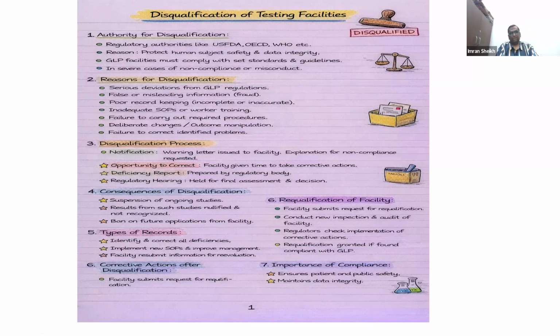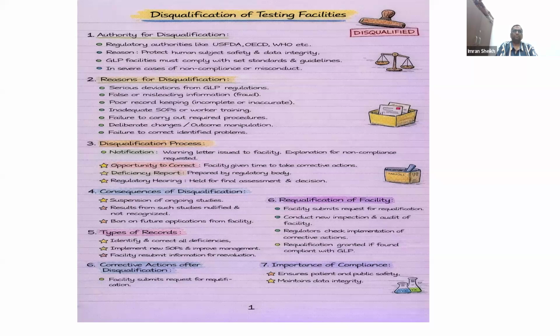Now, furthermore, we are talking about disqualification. Disqualification happens when there are serious deviations against the GLP regulations, and we are providing false or misleading information. That means it is some sort of fraud, poor record keeping, incomplete or inaccurate data, inadequate SOPs or worker training, failure to carry out the required procedures, deliberate changes, outcome manipulations. All this will be included. Failure to correct the identified problems will also be there.